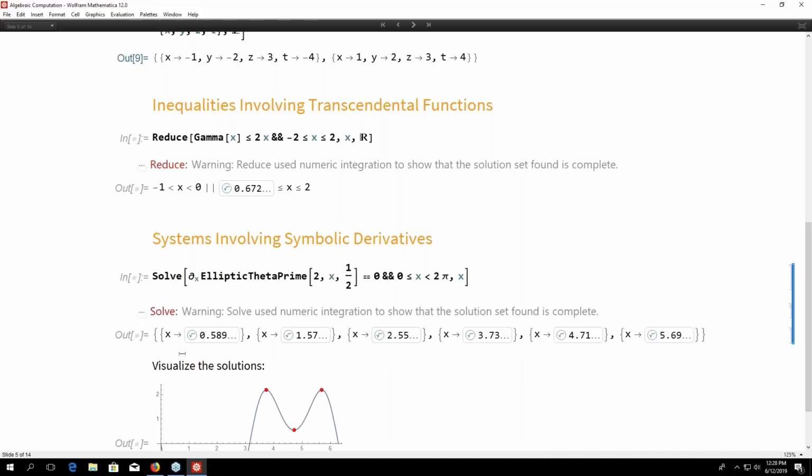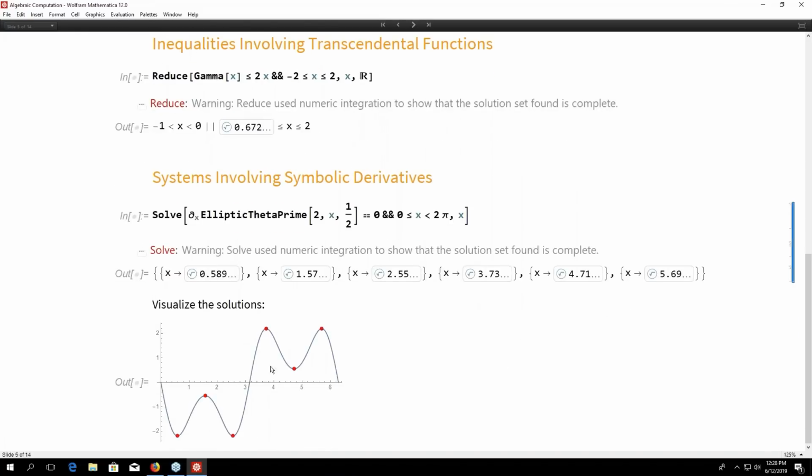So let me demo the representation of root objects in version 12. Now we get such a blob with numerical approximation instead of the large root object that it represents. So if we put our cursor on the blob, we can see the exact representation of the root object. And here we visualize the solution. So here are the roots of the derivative, i.e. minima and maxima of the function.